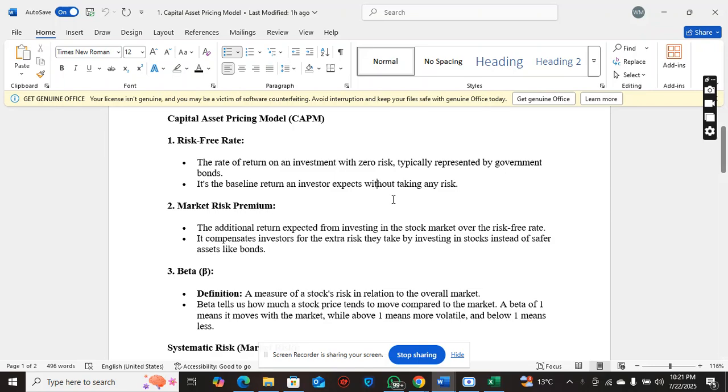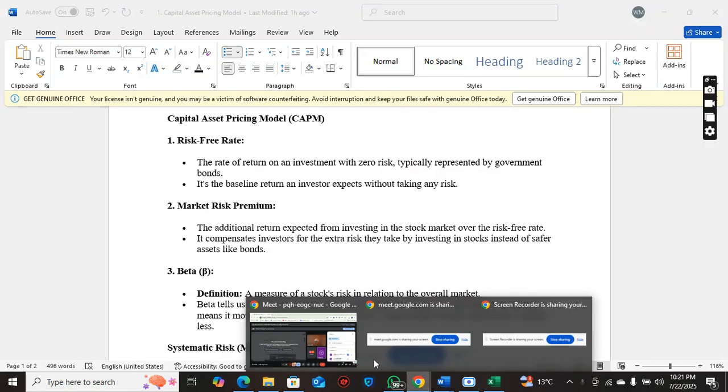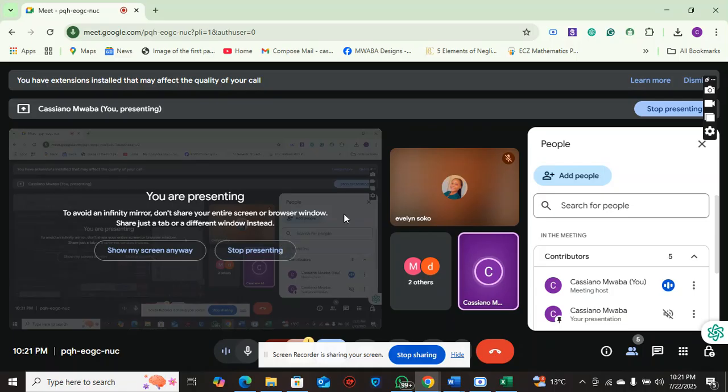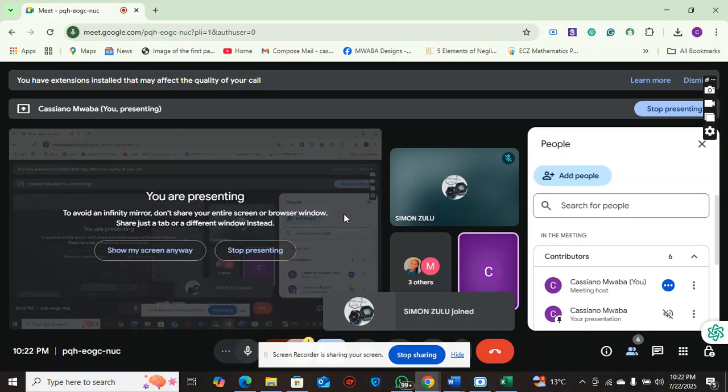Okay, I'll actually put them as five. The first is the risk-free rate. Colleagues, when we mean risk-free, we mean there is no risk attached when you invest in that security. So theoretically, the securities which are risk-free are the government treasury bills. Government is the one that prints the money, so theoretically they can't fail to pay you.